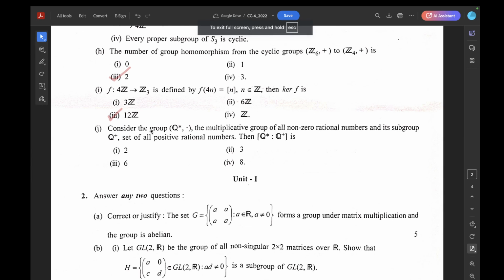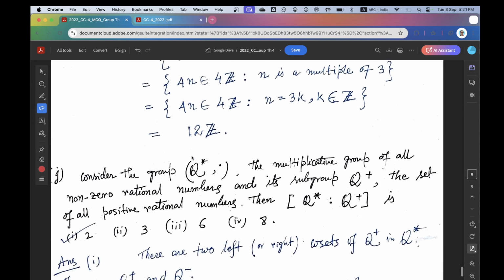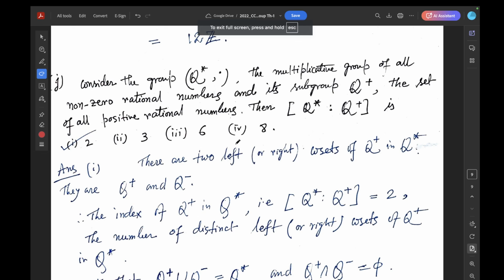Next, question J. Consider the group Q star, the multiplicative group of all non-zero rational numbers, and its subgroup Q plus, the set of all positive rational numbers. Then the index of Q plus in Q star is what? The correct answer is 2, option 1, because there are two left cosets of Q plus in Q star, and they are Q plus and Q minus, the positive rationals and the negative rationals.